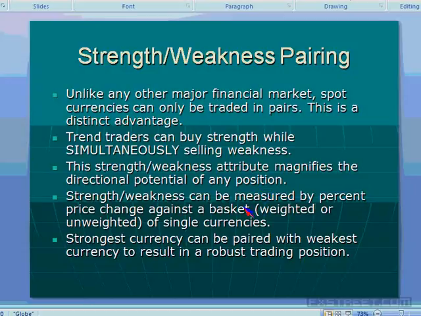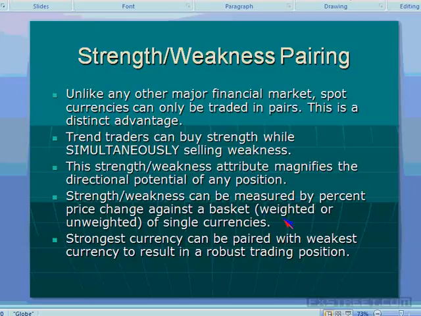Now, strength and weakness, as I'll show you in a second, can be measured by percent price change against a basket of single currencies. For example, I'm taking the euro, and I'm looking at the percentage price change of the euro against the US dollar, the Japanese yen, the British pound, the Swiss franc, the Australian dollar, and the Canadian dollar. I'm averaging that percentage price change over a given period of time, and then I'm comparing that average percent price change of the euro against the other currencies. Okay?